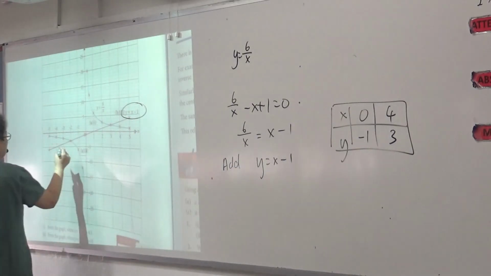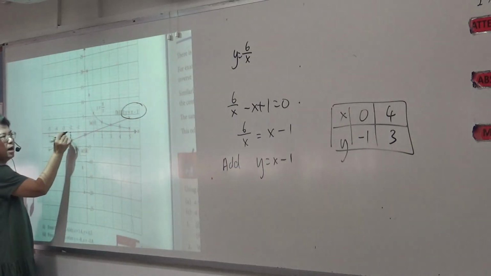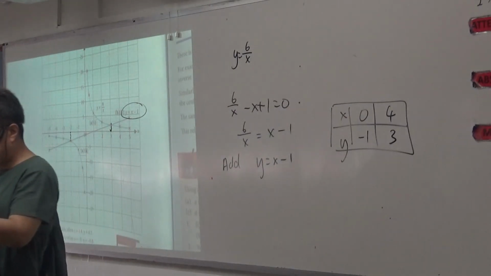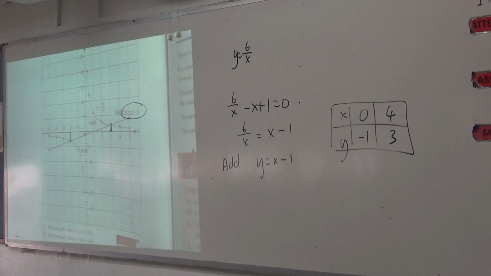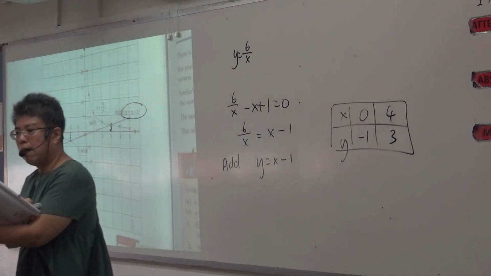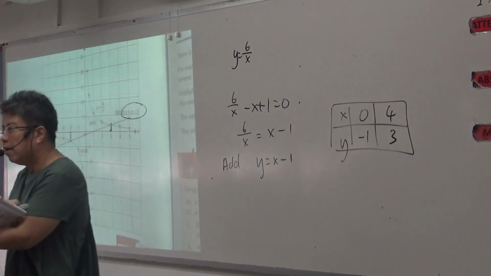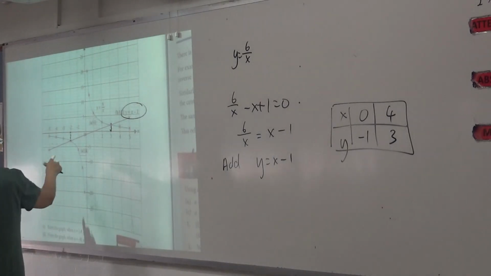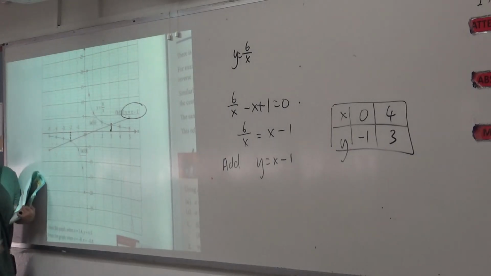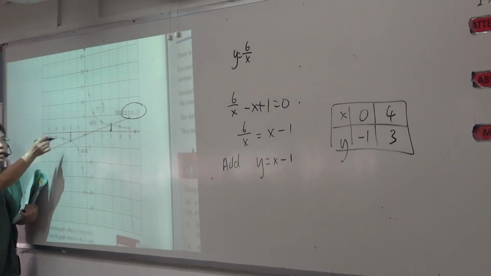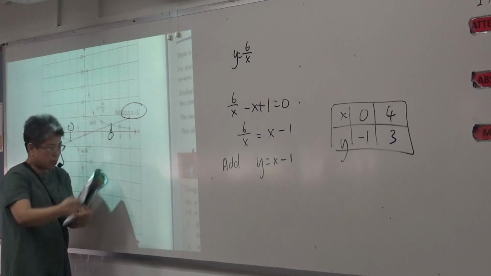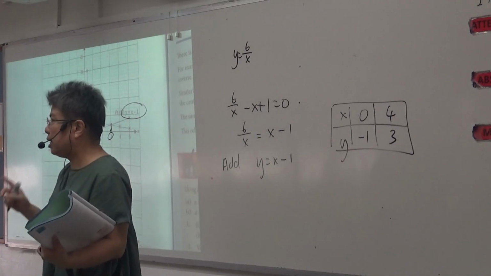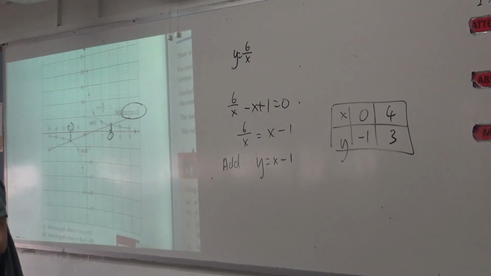So, you will read where the line and the curve cut. Read from your textbook. The line and the curve cut at where? What's this value? Negative 2 and what? 3, right? Can you see it now? The line and the curve cut at negative 2 and 3. Are you clear now?